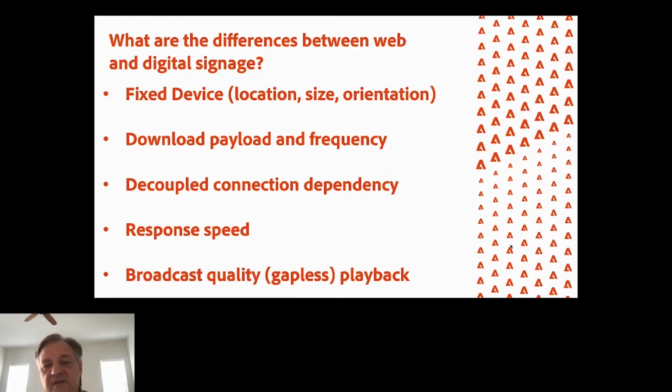Other differences include the download payload and the frequency of download. This is important again because of bandwidth constraints and considerations, and also the frequency because we have a constant communication provided that the internet connection is stable. We are constantly pinging on predefined intervals, typically of 1 minute, between the player device and the screen's cloud service.